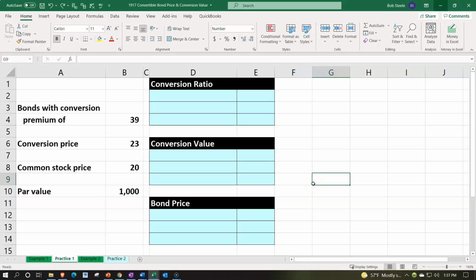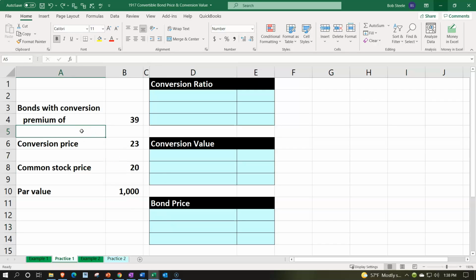If you have access to the Excel worksheet and would like to follow along, note that we're in one of two practice tabs as opposed to one of two example tabs. The example tabs in essence are the answer key. We have the information on the left-hand side, and we're going to populate that into the blue area on the right-hand side, looking at our convertible bonds.